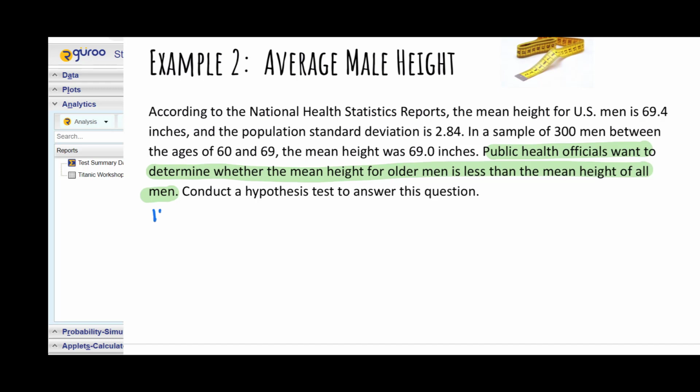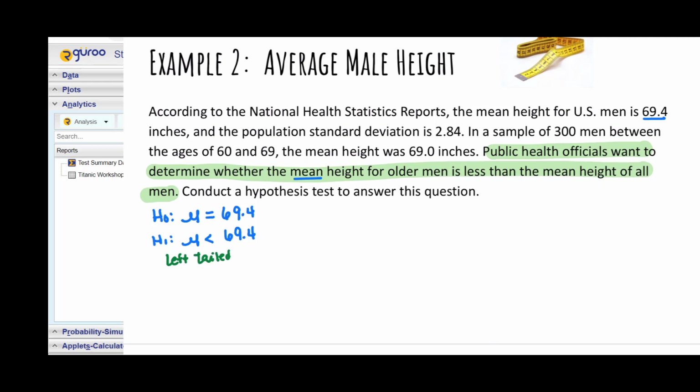So based off of this, I'm going to write the null and the alternate statement. We are talking about mean here, so I'm going to use a mu. Null is always equal. So what is the mean height that we assume for all men? And that is 69.4. And then we want to know if for older men it's less than that. So for the alternate statement, we put less. So this is going to be a left-tailed test. So I'm going to write that here. This is left-tailed. So when you do this in Rguroo, you're going to see shading to the left.